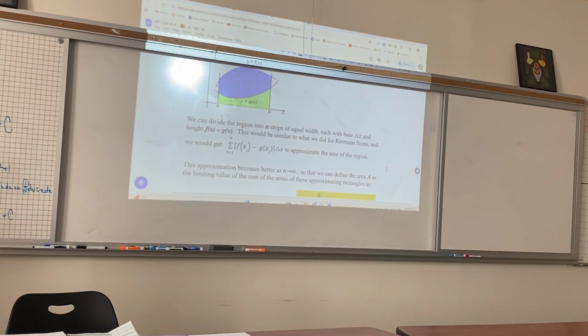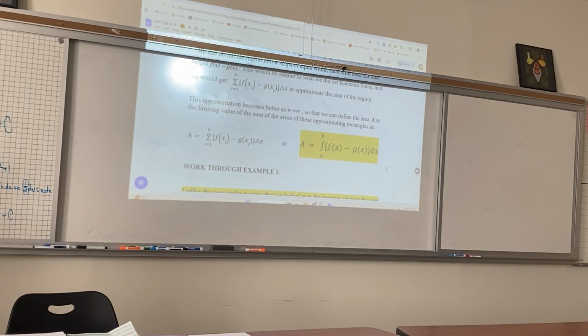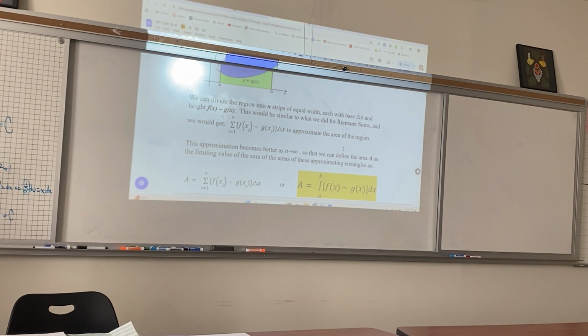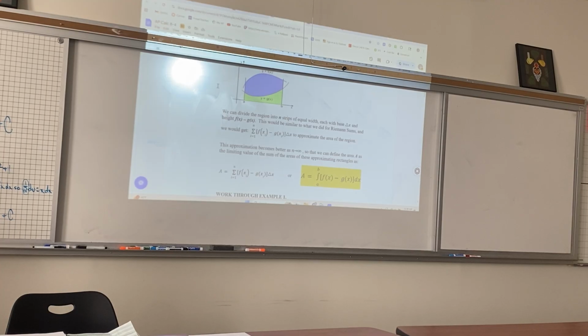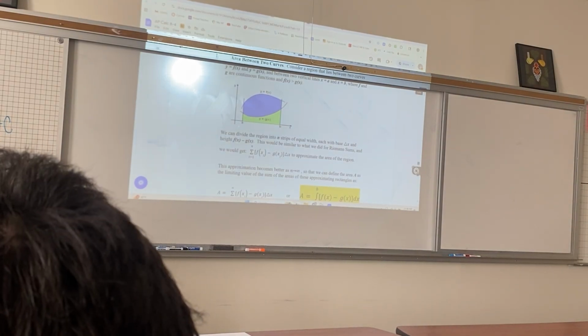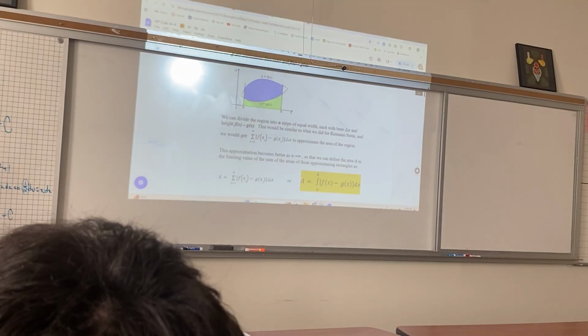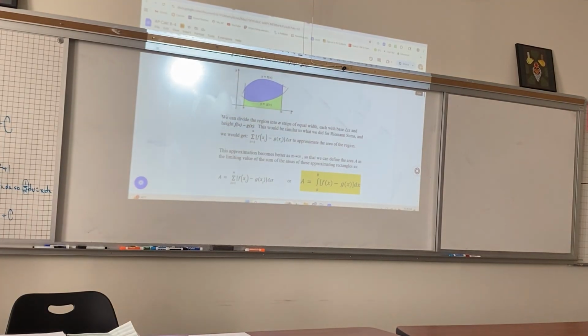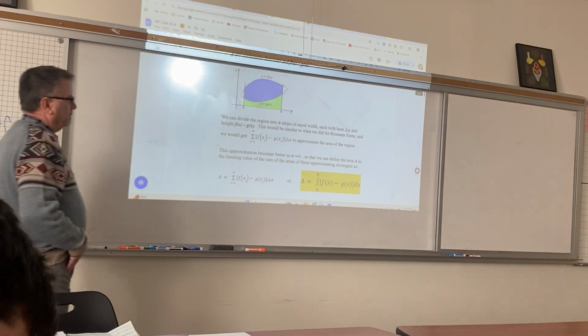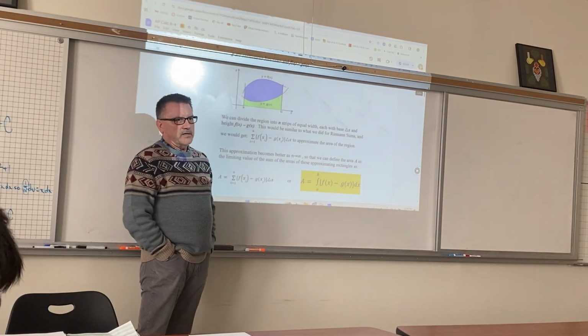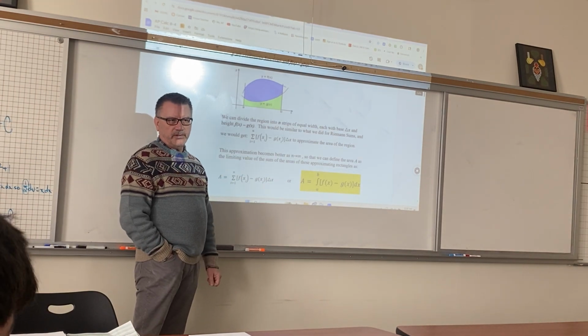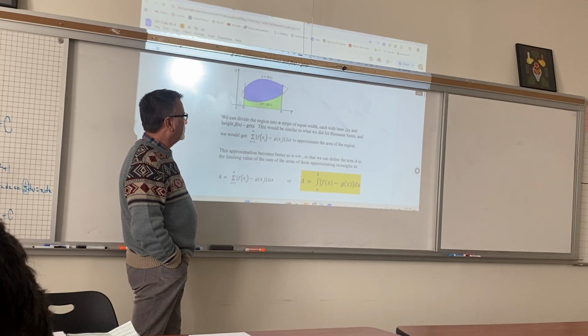Okay, so think about this. Why don't I just do this? The area, can I not get them both? There we go. I don't have to do rectangles. We're so past that, doing rectangles. We want the exact area, okay?